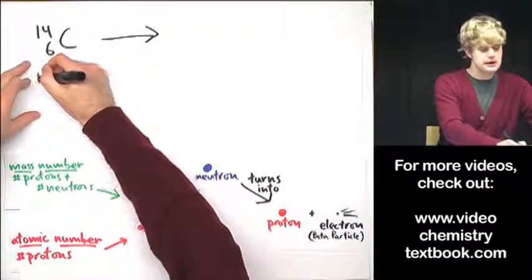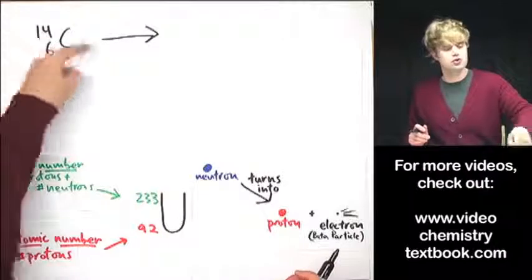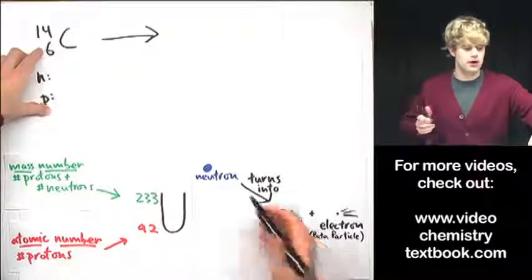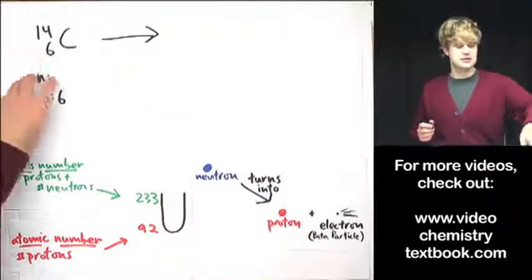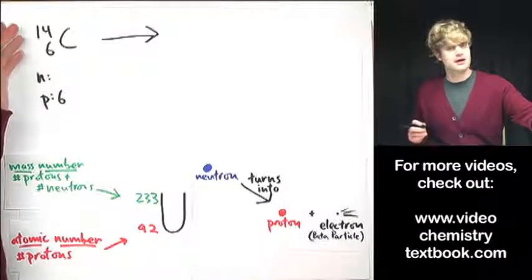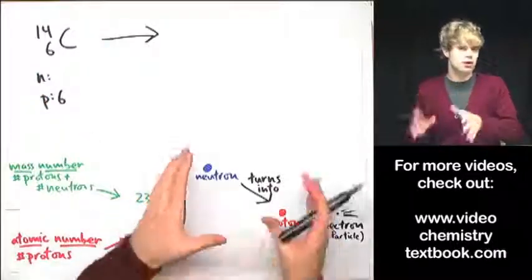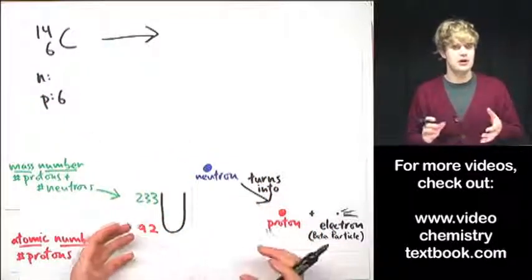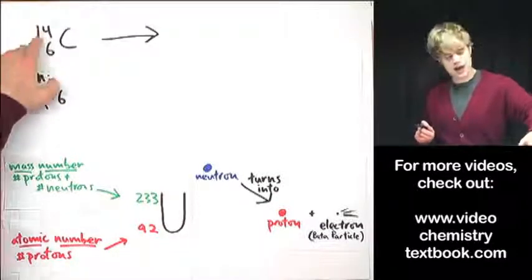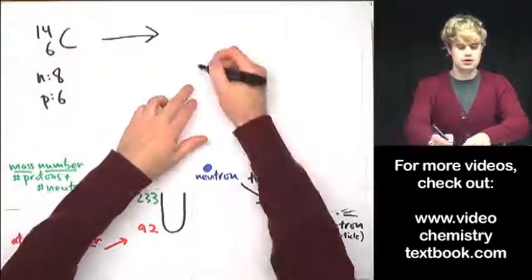So, let's start by figuring out the number of protons and neutrons in this atom. The number of protons is easy because that's the atomic number. It's 6 protons. Number of neutrons, how am I going to get that? This number up here, 14, is not the number of neutrons, but it is the number of protons and neutrons added together. So to get the number of neutrons, I take the mass number and subtract the number of protons. That gives me 8 neutrons.